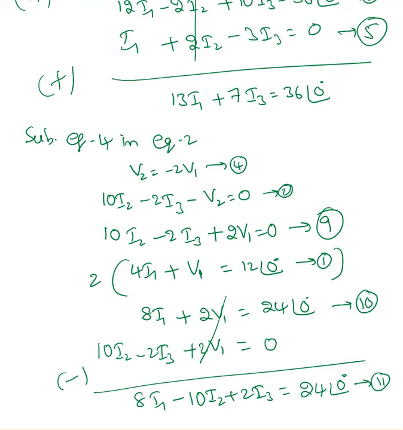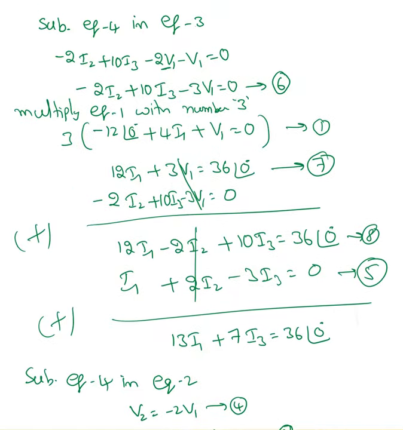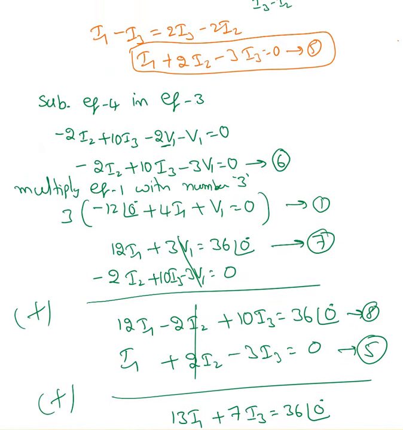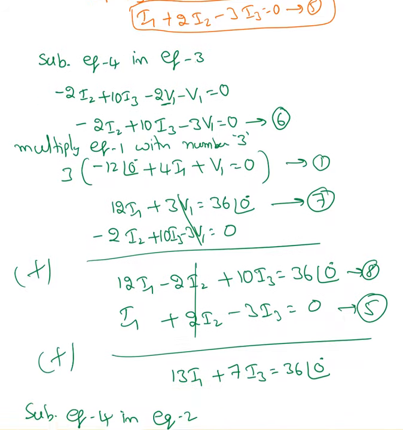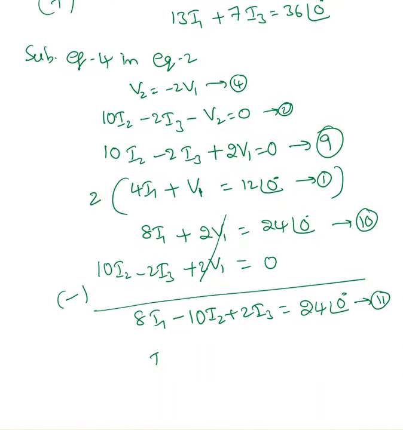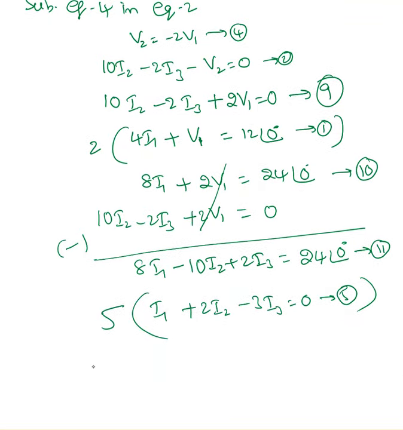Now to eliminate i2, I'm going to play with equation 11 and equation 5. Equation 5, I have i1 plus 2i2 minus 3i3 equal to 0. This is my equation 5. I'm going to multiply this with 5. So it's going to be 5i1 plus 10i2 minus 15i3 equal to 0. I'm going to label this as equation 12.